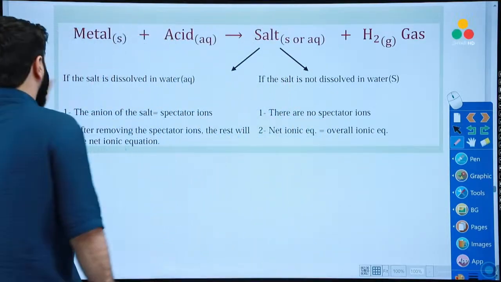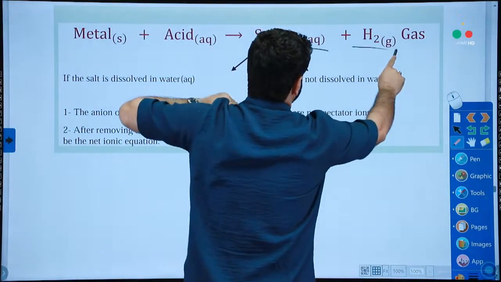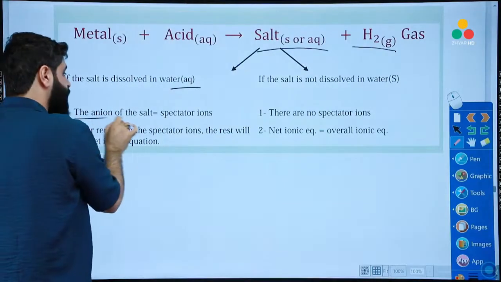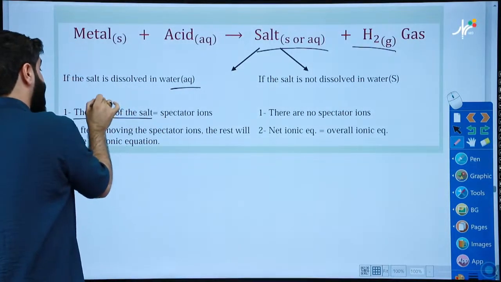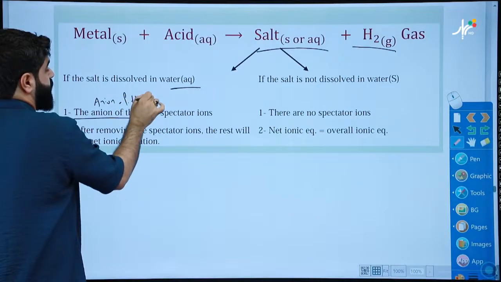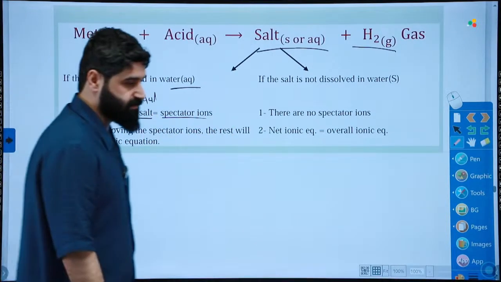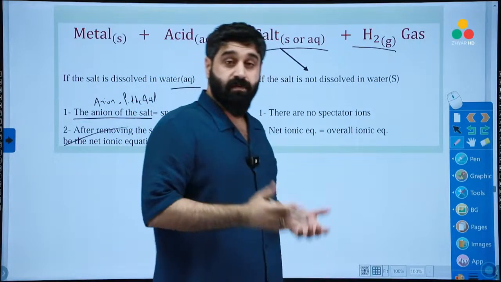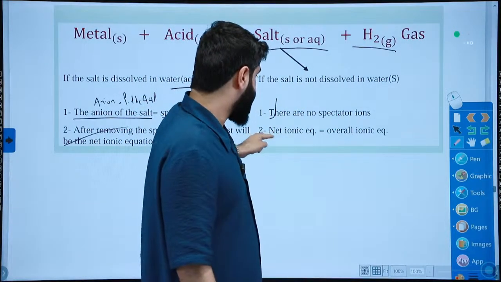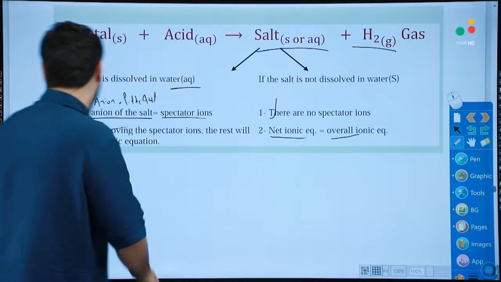Good. Look, the reaction between active metal and acid forms salt and hydrogen gas. If the salt is AQ, then the anion of the salt, which is the anion of the acid, equals the spectator ion. After removing the spectator, you will get the net ionic equation. But if the salt is solid, there will be no spectator. Net ionic equation equals the overall ionic equation. Good.